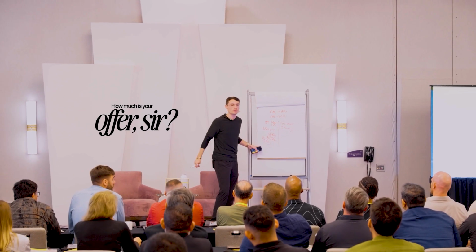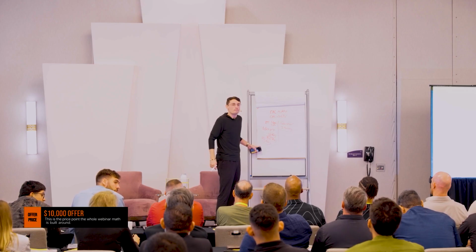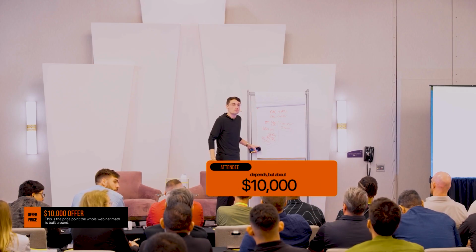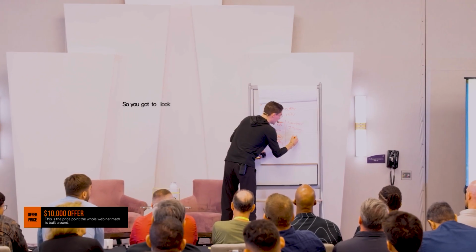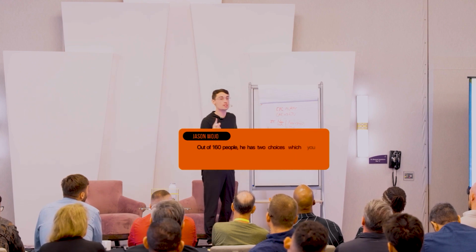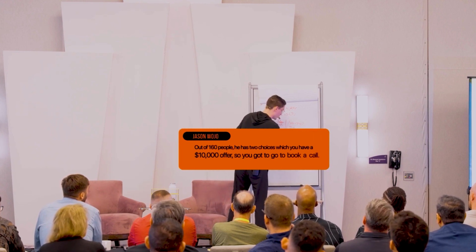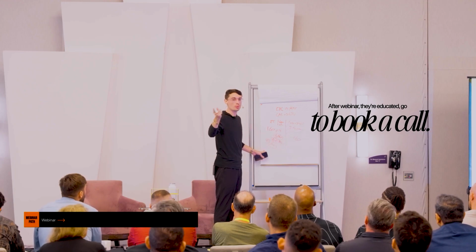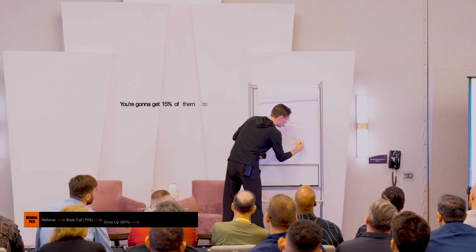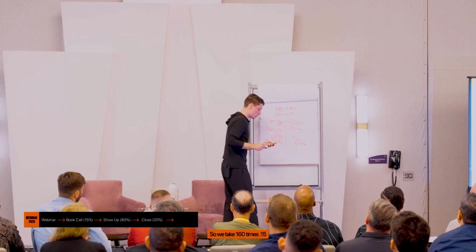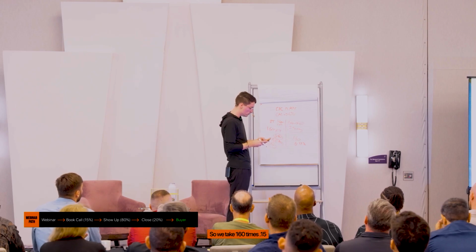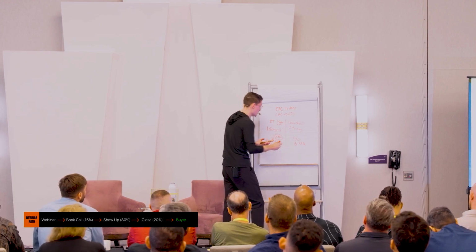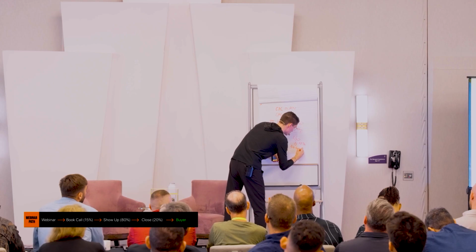How much is your offer, sir? About $10,000. So you've got to look at the math. Out of 160 people, he has two choices, which, with a $10,000 offer, is to book a call. After the webinar, they're educated, so they go to book a call. You're going to get 15% of them to book a call. So we take 160 times 0.15, which is 24 booked calls.